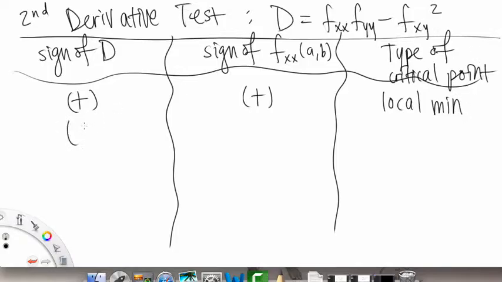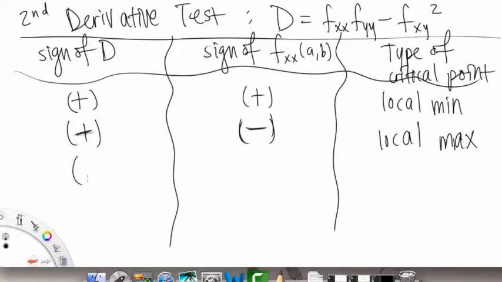Now what if we have a positive here but a negative here? That means that we must have a negative in both directions, so concave down in both directions. So that implies that we're at a local maximum. We're at a high point, because everywhere else we go would be downwards.